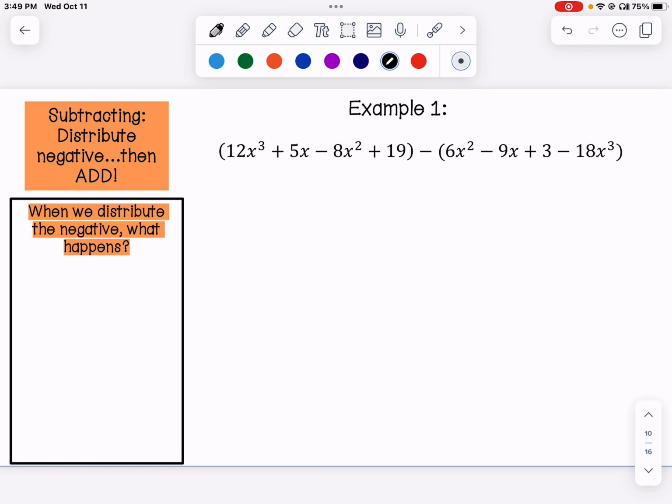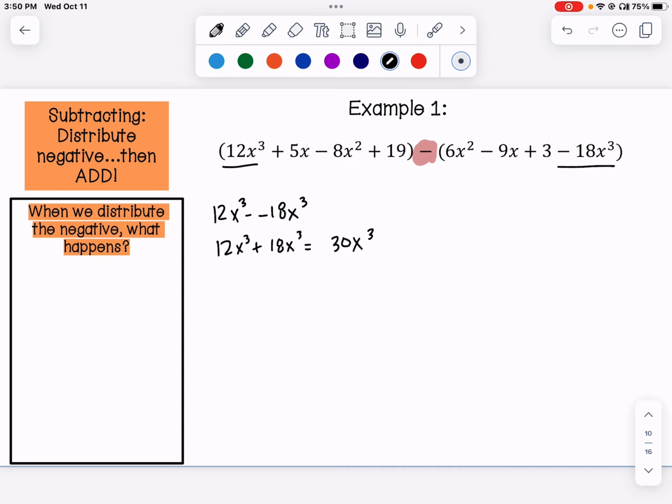Subtracting is very, very similar. There's just this extra step here, and this extra step has to do with the fact that we have a negative. What we're really saying is it's all of this minus all of that. So some people like to take each of these and actually write them out. For example, 12x cubed minus negative 18x cubed. When we do that, we see that's really 12x cubed plus 18x cubed, which gives us 30x cubed.